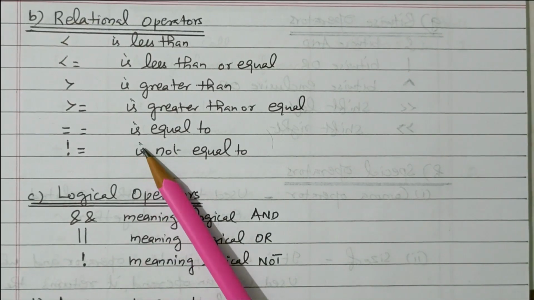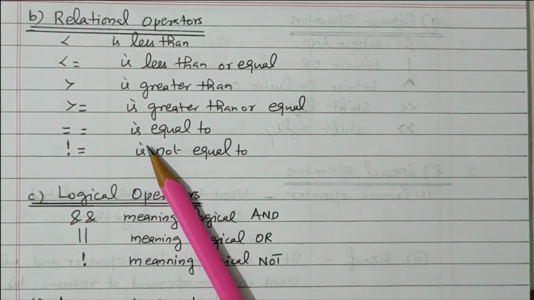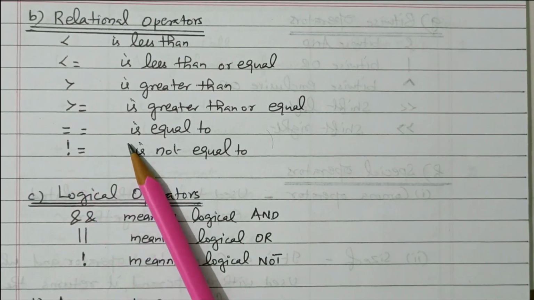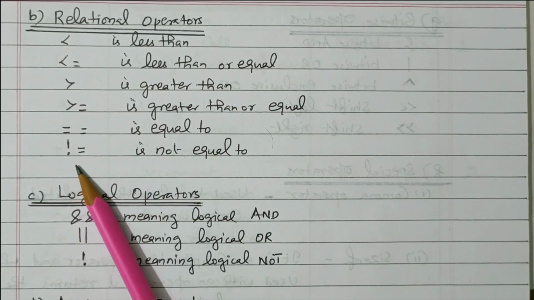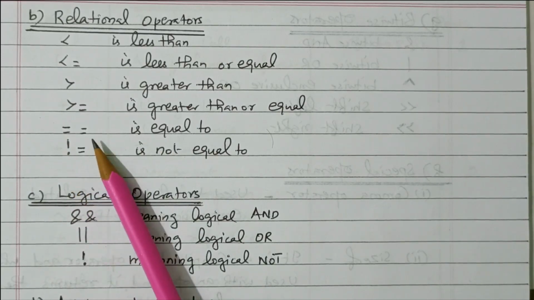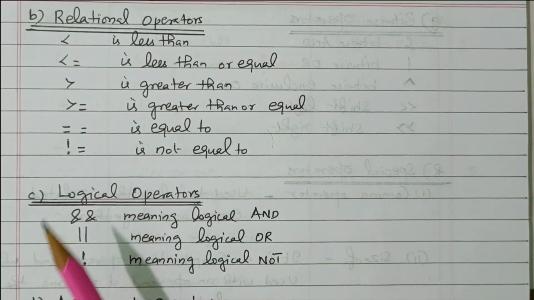Equal is the assignment operator, it will assign the value. Double equal is used to check whether both the variables are equal. Then not equal, it will check both are not equal. This is opposite to that. That will check both are equal, this will check both are not equal. The next operator is the logical operator.